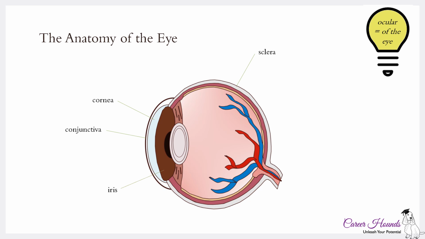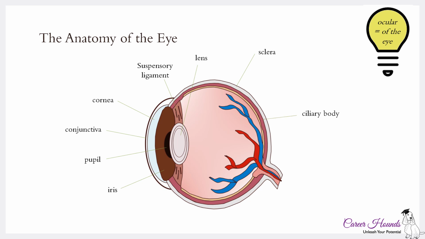The iris is the coloured part of the eye and it controls the amount of light entering the eye by adjusting the size of the pupil. The pupil is the black circle in the centre of the iris and is an opening that allows light to enter the eye. The lens is a transparent structure that is located behind the iris and helps to focus light onto the retina. The lens is held in place by suspensory ligaments.